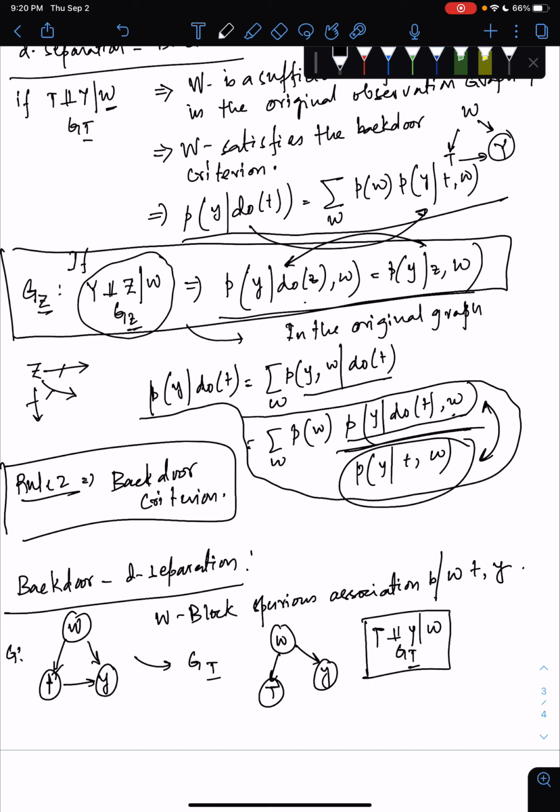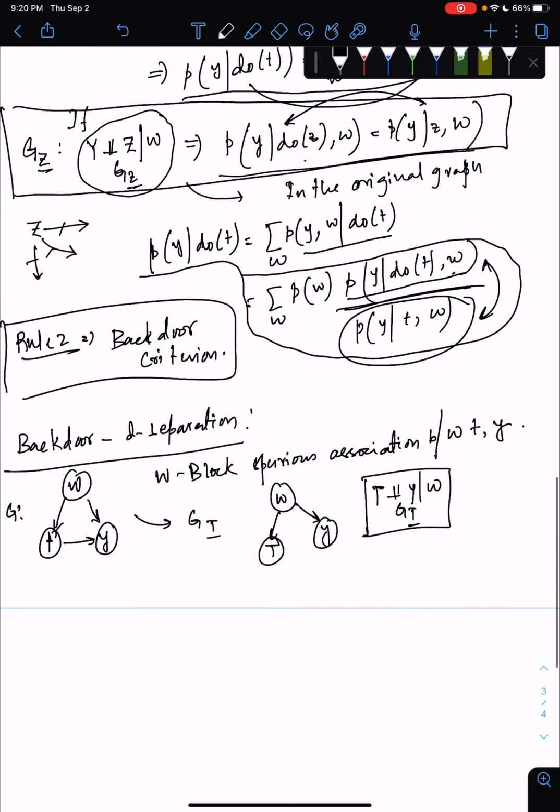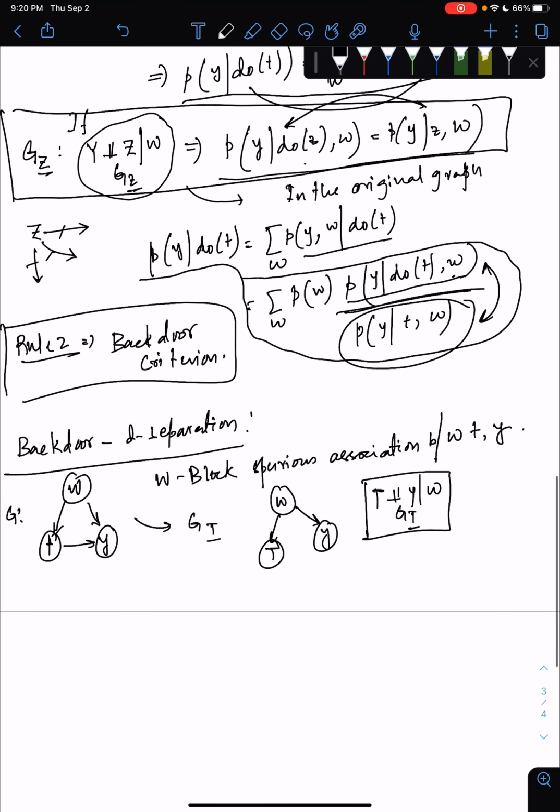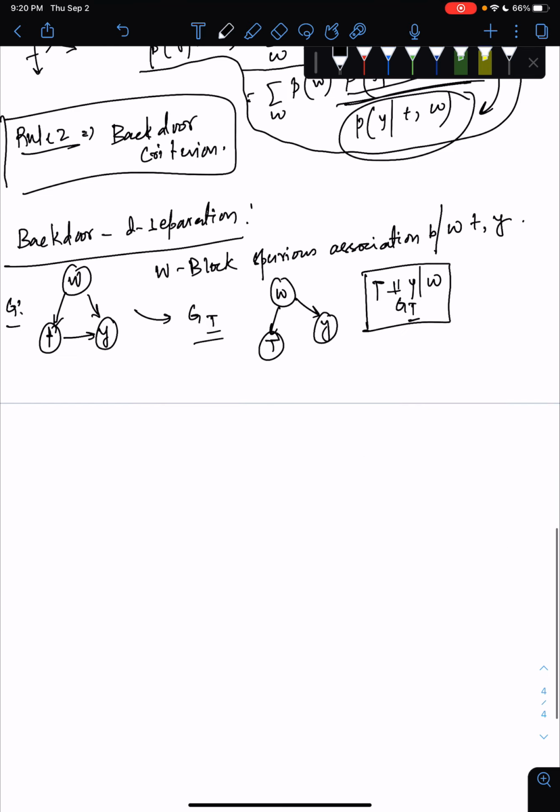Before jumping into this graph, we have to understand that this W has already blocked all the spurious associations. Only the causal association remains, which we have removed by going from this graph to this graph. So this is from backdoor to d-separation. Now, what is the third rule of do-calculus?